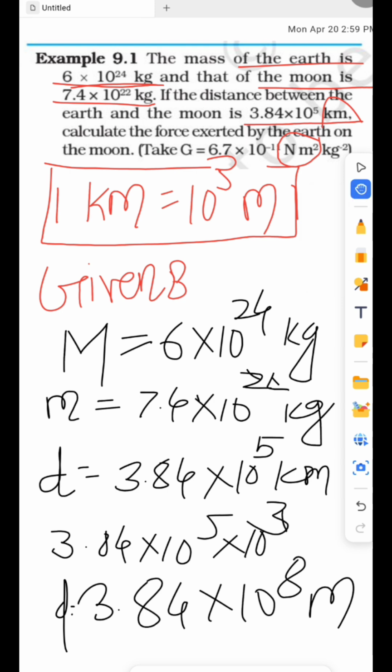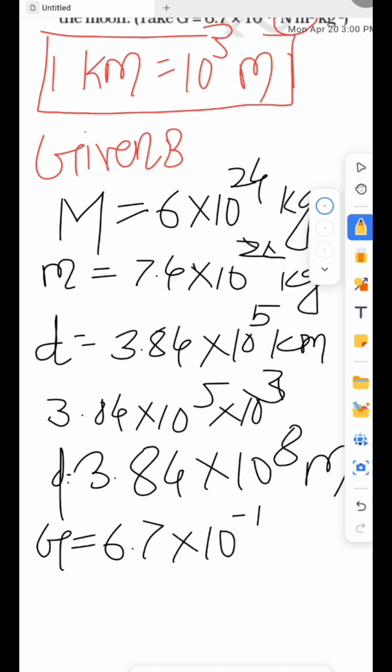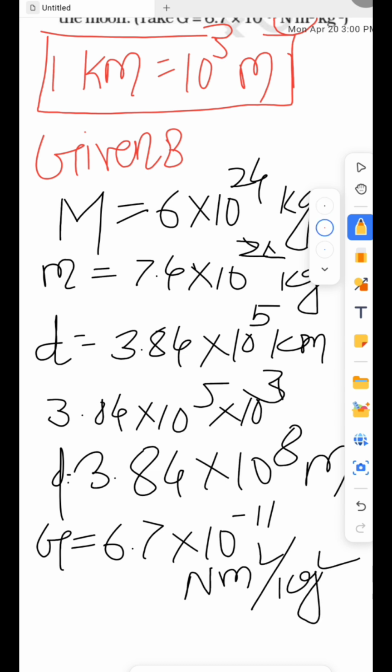Now we also have the value of capital G, which is 6.7 into 10 to the power minus 11 Newton meter square per kg square. Now we have all the things: the masses, the distance and capital G. And what is our formula? F equals capital M into small m divided by d square, multiplied by the capital G.